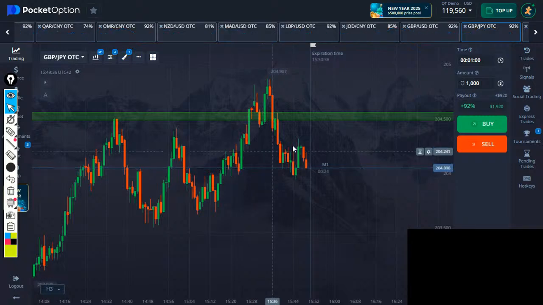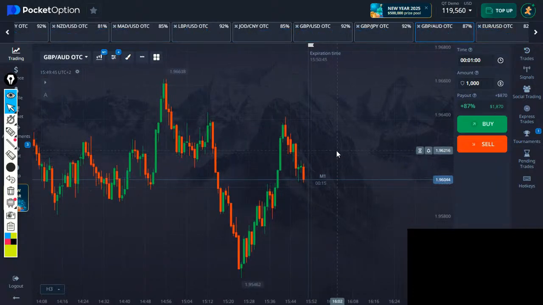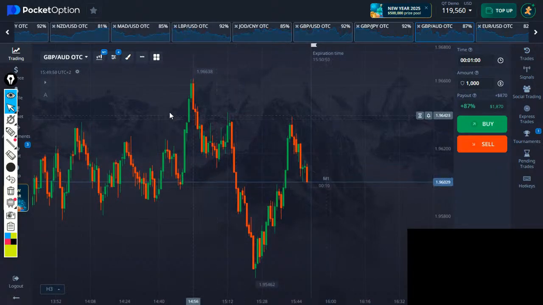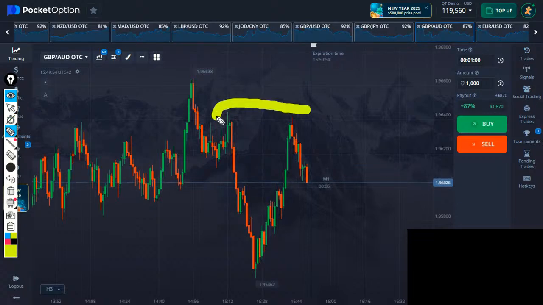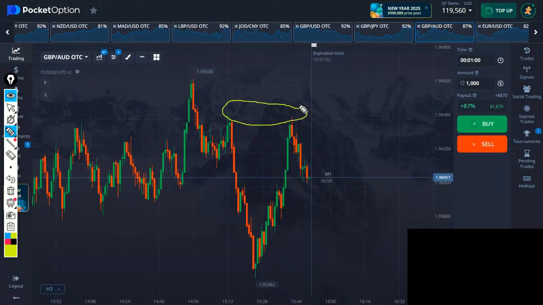I need to take at least one trade before we wrap it up. Markets are very slow. See how this one, beautiful. Look at this. See that? Amazing. Beautiful rejection. Rejection to the downside. Fantastic.